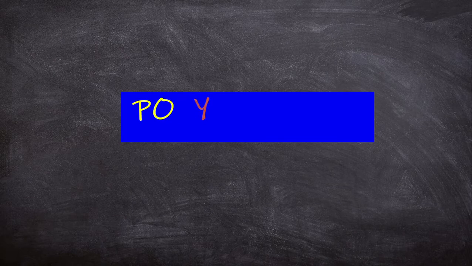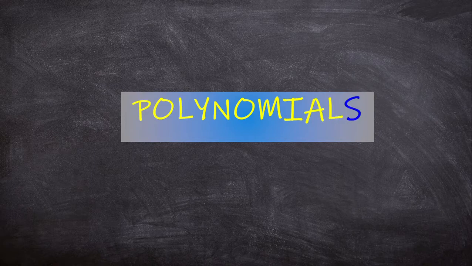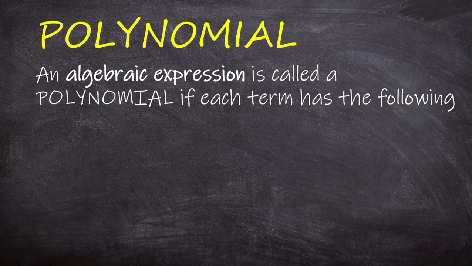Now let's proceed to a special algebraic expression called polynomials. So polynomials are still algebraic expressions. It's just that they are so special because these expressions are very strict for them to be called polynomial. It must satisfy the following conditions for it to be called a polynomial.